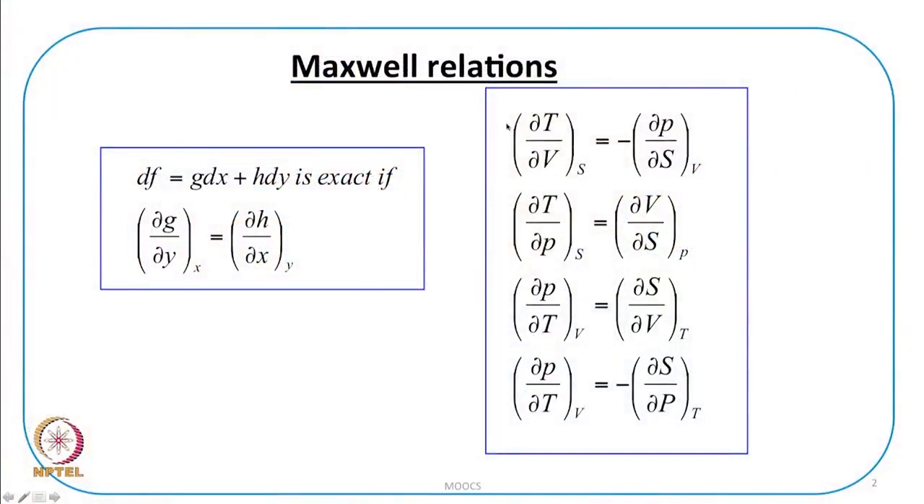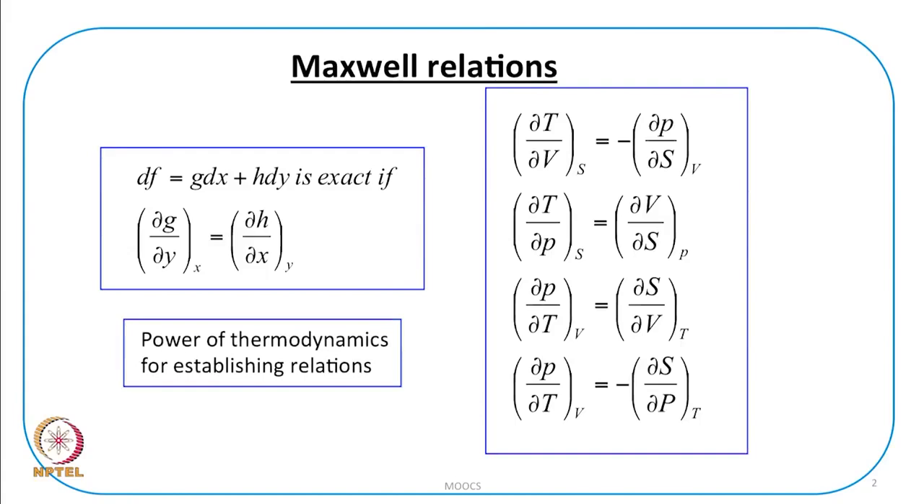So you see, deriving the Maxwell relations is very easy. What we need to do is just pick up a state property and develop an equation in the form of dF is equal to g dx plus h dy, and then write the Maxwell relations. So let us go back to the slide and take a look at all these four Maxwell relations and conclude that they are very important and demonstrate the power of thermodynamics for establishing relations. We will take up some examples during the tutorial sessions later on.